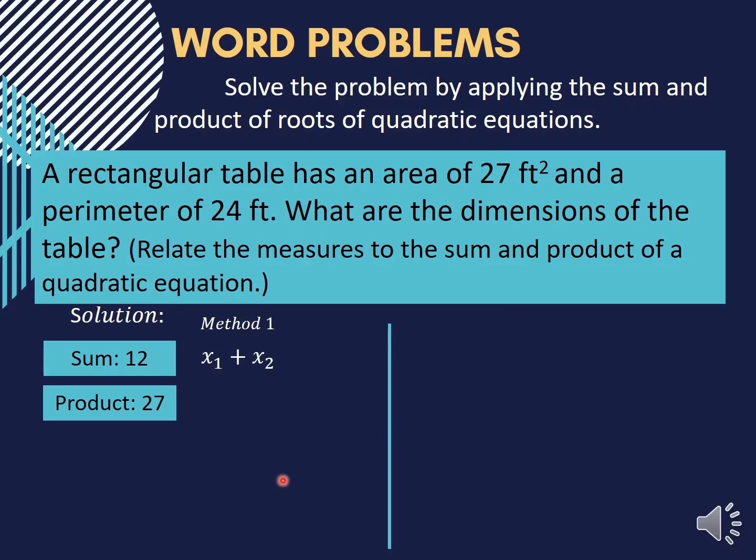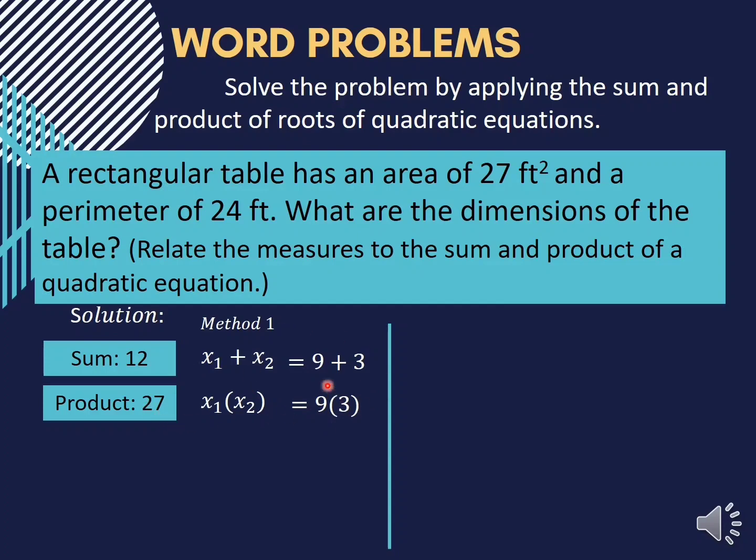The first method is by guessing, or by thinking of a number such that when we add x sub 1 and x sub 2 the answer is 12, and when we multiply x sub 1 and x sub 2 the answer is 27. So, what are these numbers? By just guessing or thinking, we get that 9 plus 3 is equal to 12. And we also know that 9 times 3 is equal to 27.